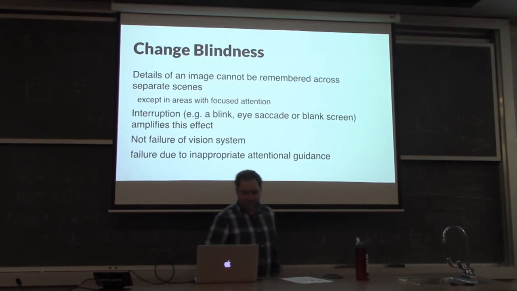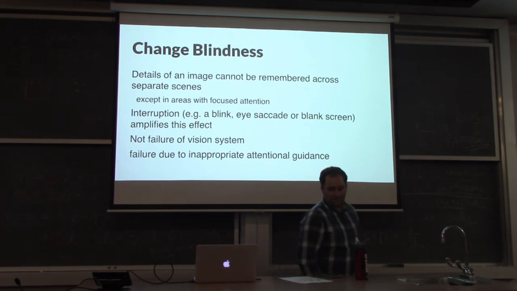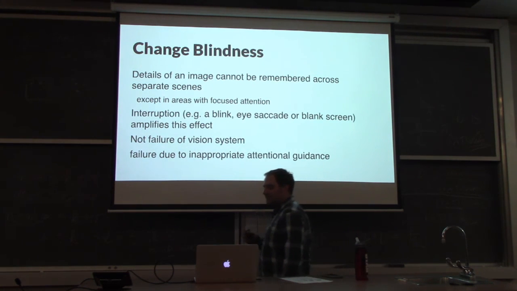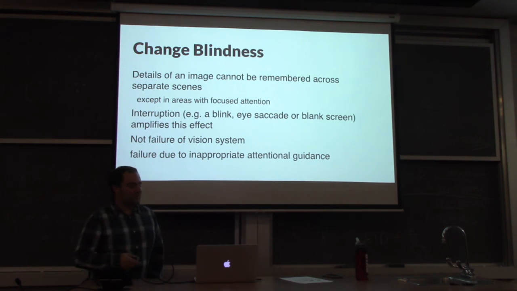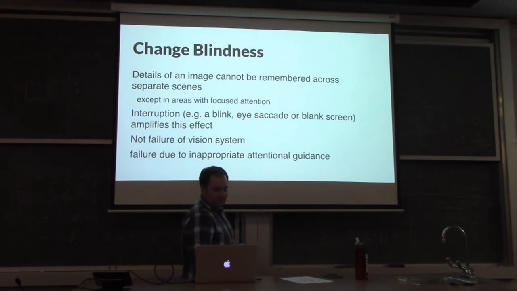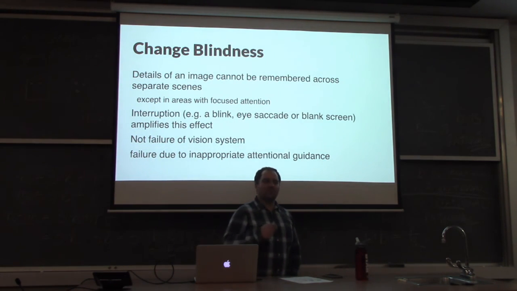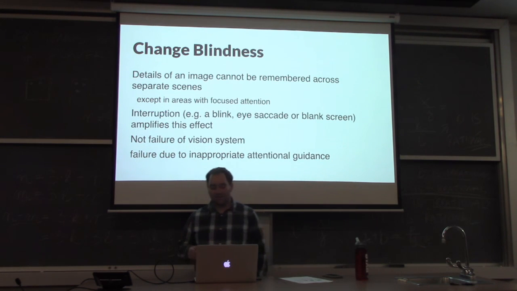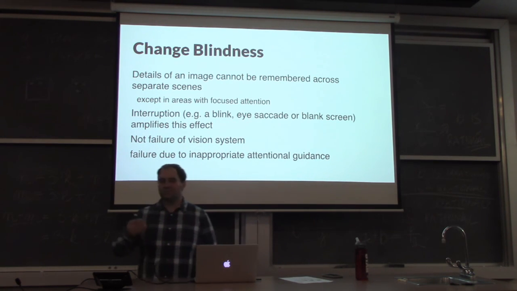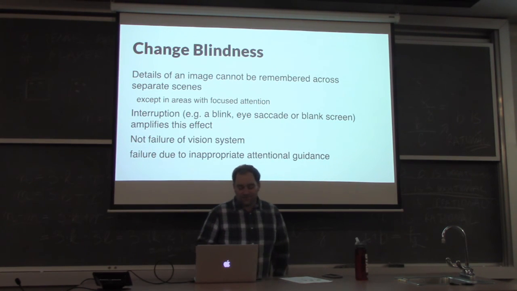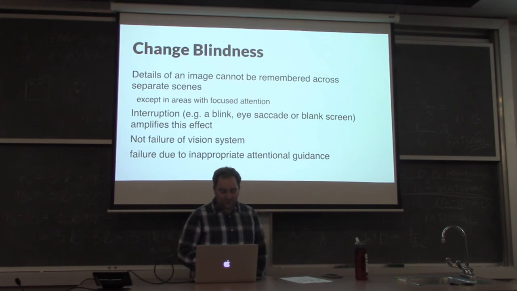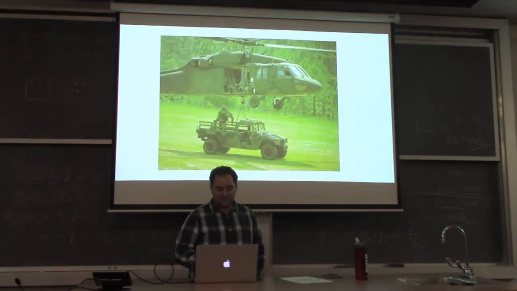So change blindness is, we had color blindness, and this is now more something of attention. It's not about the biology, but it's that we cannot remember details of an image across separate scenes, except when we explicitly focus on an area. And then interruption between 2 scenes exacerbates this problem. And it's not really a failure of the vision system, but it's like inappropriate attention guidance.